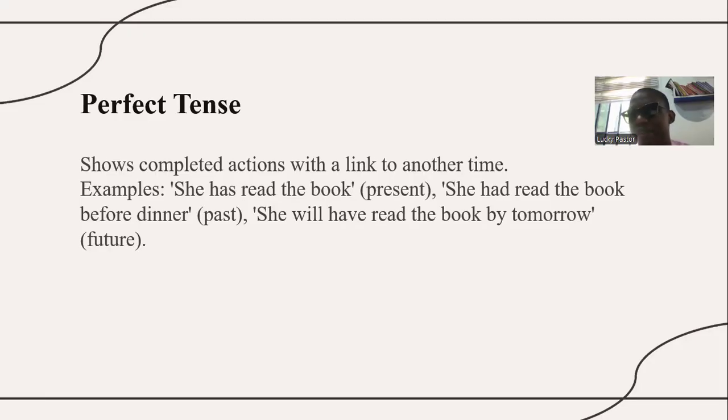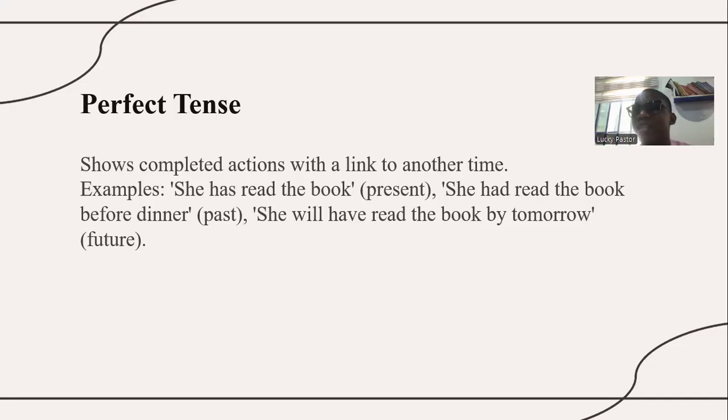The perfect aspect. It shows completed action with a link to another time. In other words, it tells you about an action that has been completed, and you're also linking it to another time. Examples. She has read the book. This is an action that has been completed, but it's still in the present, right? She has. Has is present. She has read the book. That is present perfect tense.